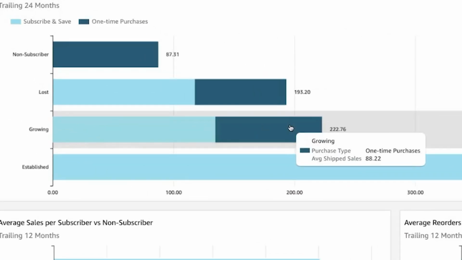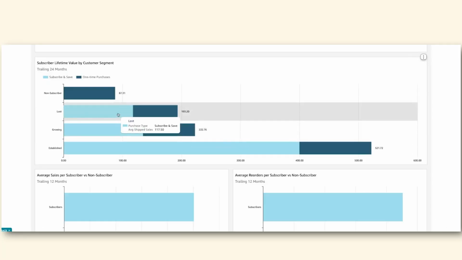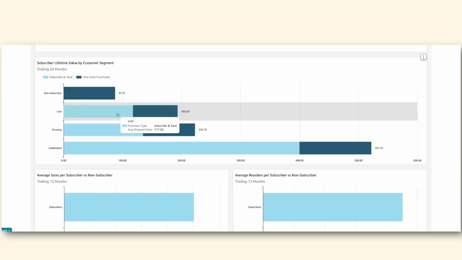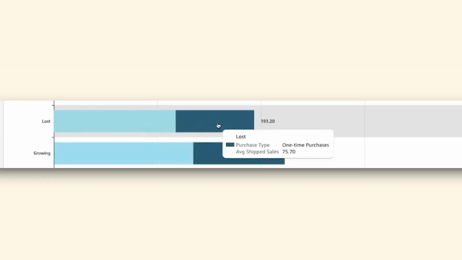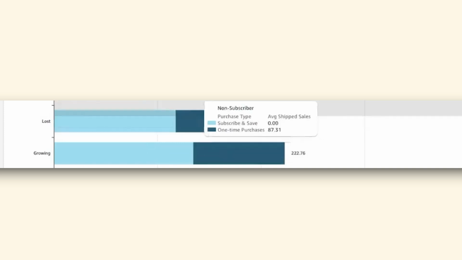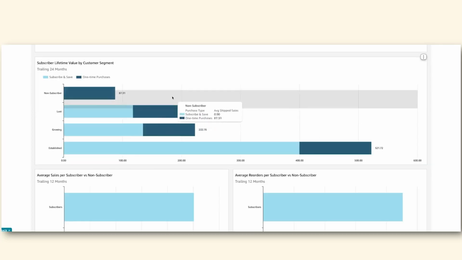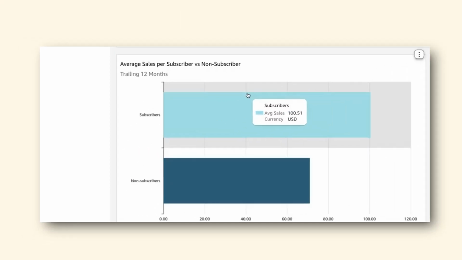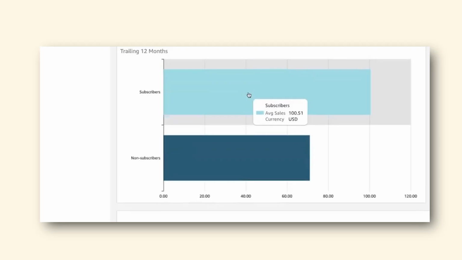If you look at even the growing, $134 compared to $88. And these are lost, subscribers that we lost. Let's say for some reason we sold out of a product, we discontinued it, something happened with our product that caused the subscriber to leave us. This is the value of how much they were spending, $117 versus $75. Customers who bought from us once and left, customers who subscribed to us and left. It's a huge difference.